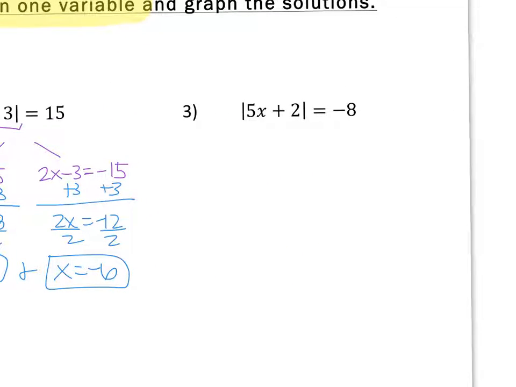Okay, be careful with number 3. Number 3, we have it equal to a negative number. That should be a big red flag right there. Think with absolute value, we can never take the absolute value of a number and get a negative number, because we're talking about distance. Think about the absolute value of a negative 4. That's 4 away from 0. It's always positive. The absolute value of just 4 is equal to 4.